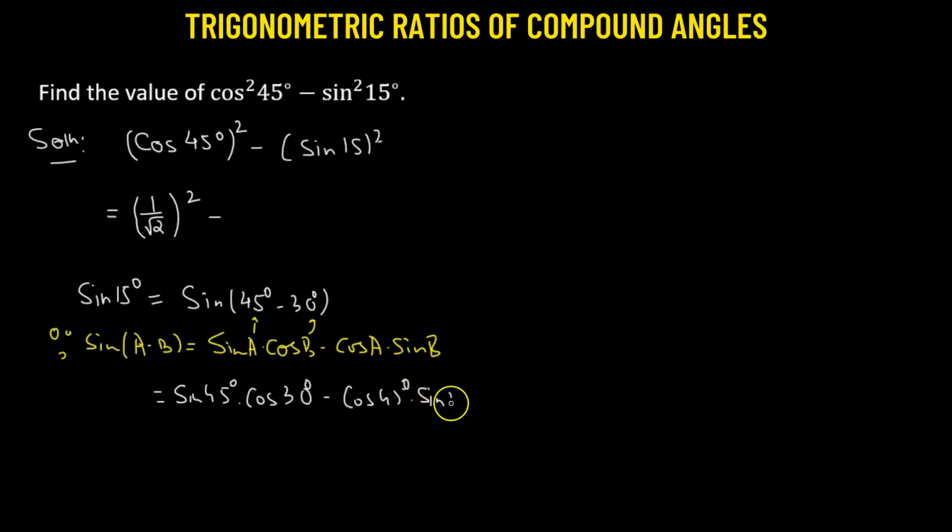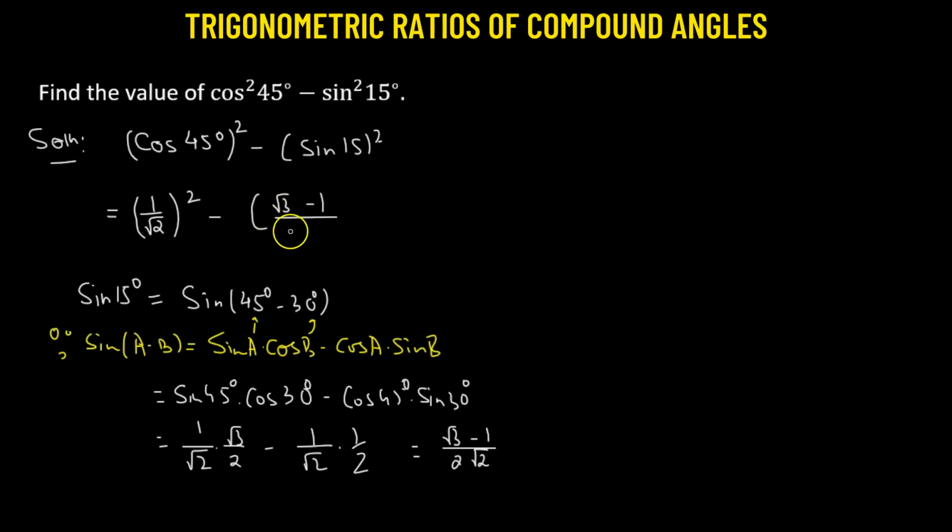times sine 30 degree, which will be equals to sine 45 degree, that's 1 over square root of 2, cosine 30, that's square root of 3 over 2, minus cosine 45 degree, that's 1 over square root of 2 times sine 30 degree, which is half. So that means the value of sine 15 degree comes out to be square root of 3 minus 1 divided by 2 times square root of 2, which we can use here. So we get square root of 3 minus 1 divided by 2 times square root of 2 whole squared.